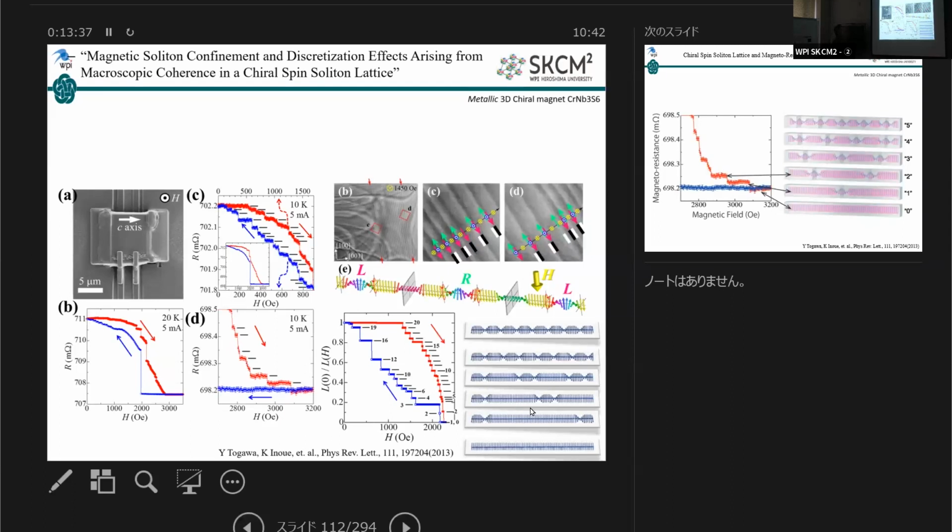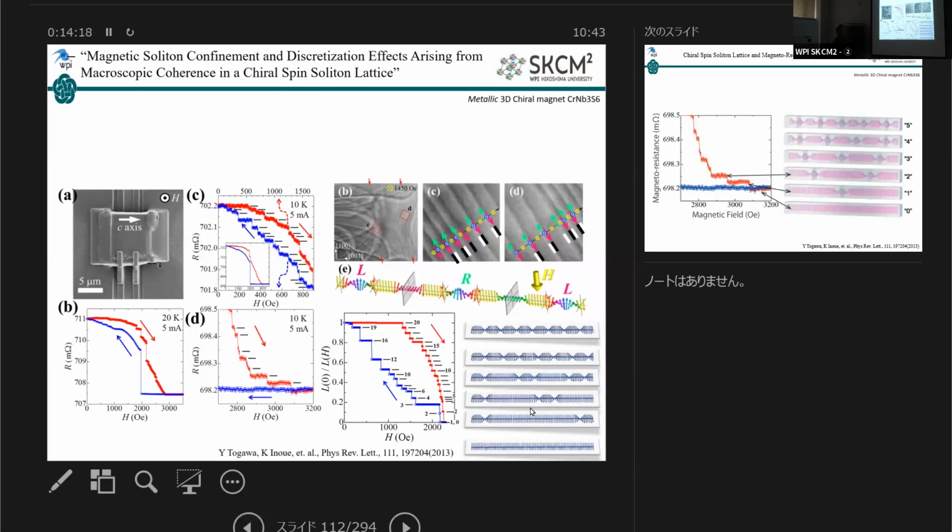And this is direct observation by Lorentz STEM, counting the number of solitons. It's the same as the magnetoresistance. And this sample is very special. We roughly grew the crystal. This part is the left-handed side, this part is the right-handed side, and here is the left-handed side again. Then this is a sandwich of left-handed helix and right-handed helix. The number of helices is just 20 for right-handed.